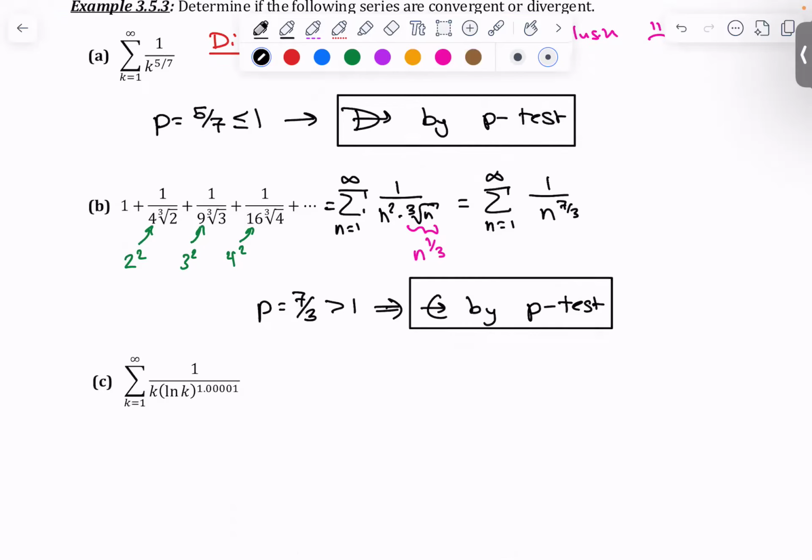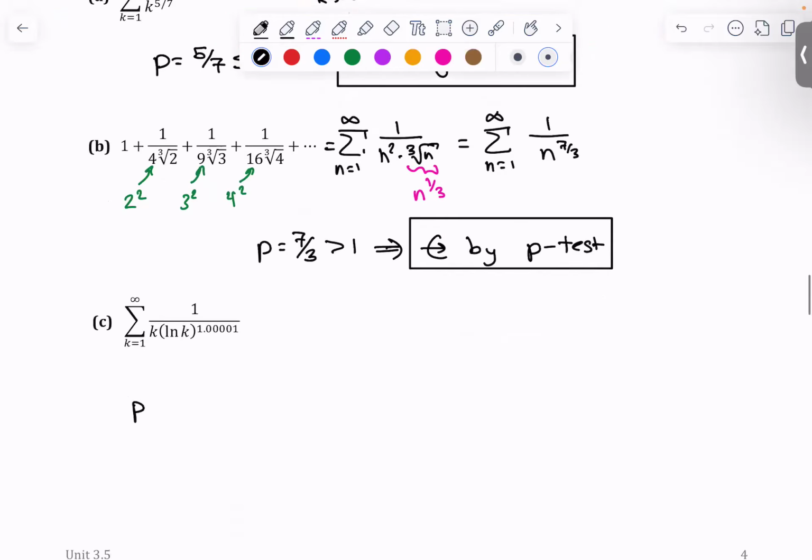Last one. Convergent or divergent? Convergent. Your p-value is p equals 1.00001, which is strictly greater than 1. So convergent by n log p-test.